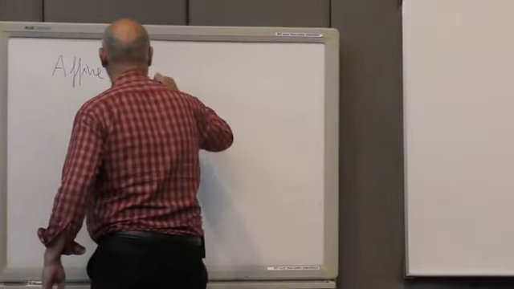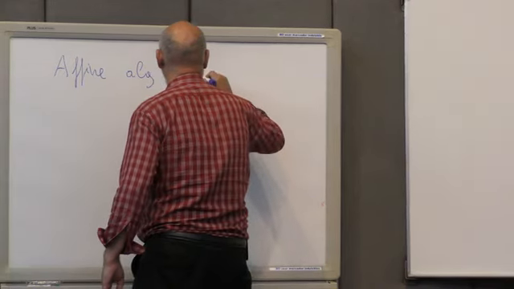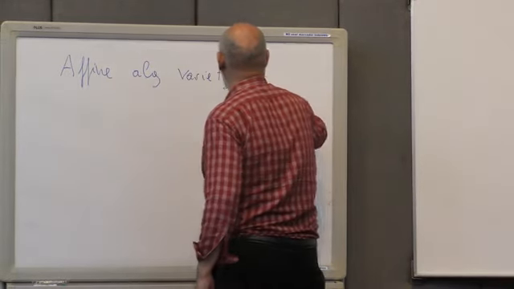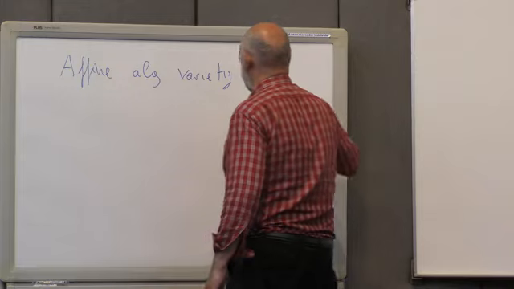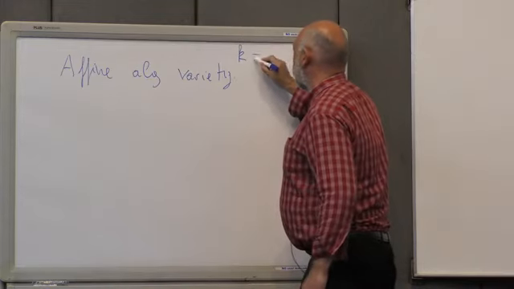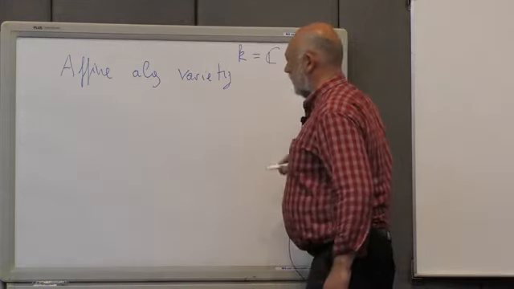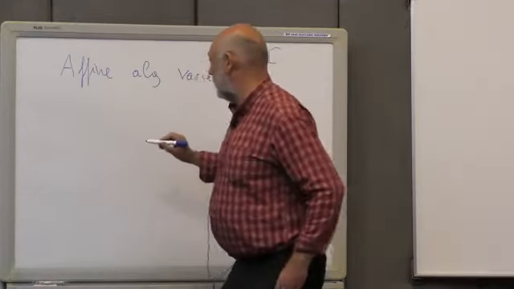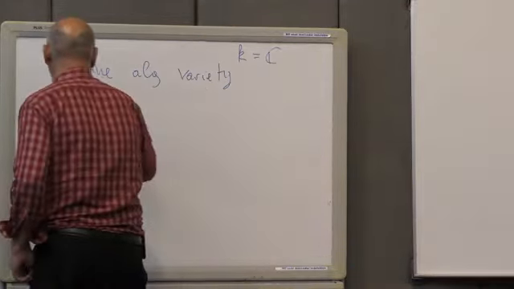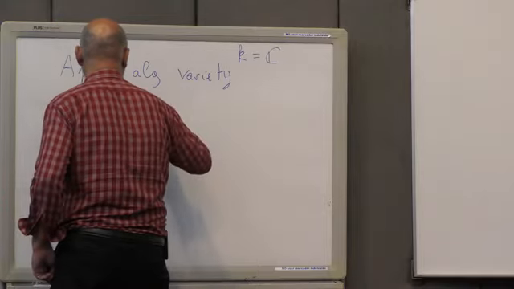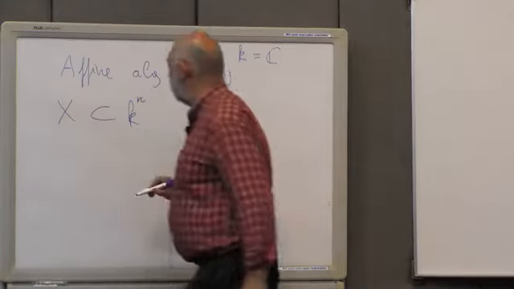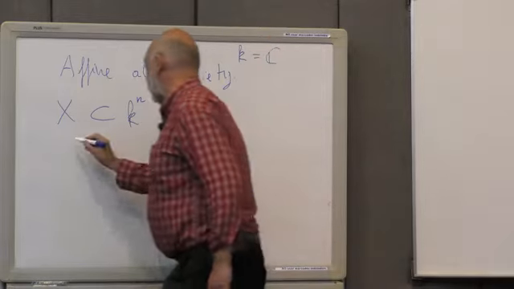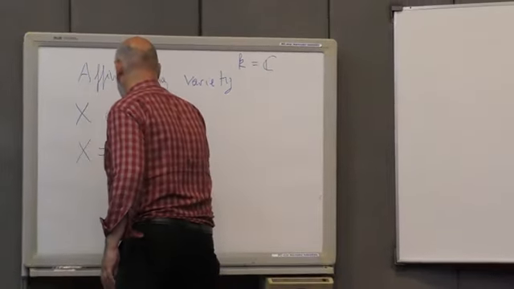So our basic object is an affine algebraic variety. So I start with some ground field K. For most of the time you can think that K is equal to C. And in this talk I'll mostly be in characteristic 0. An affine algebraic variety is a subset of Euclidean space defined by finitely many polynomial equations.